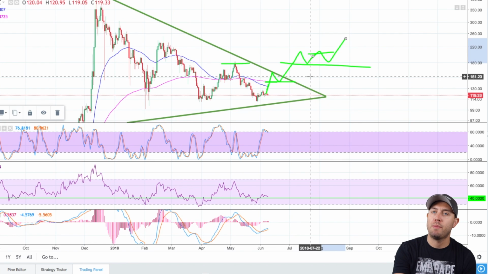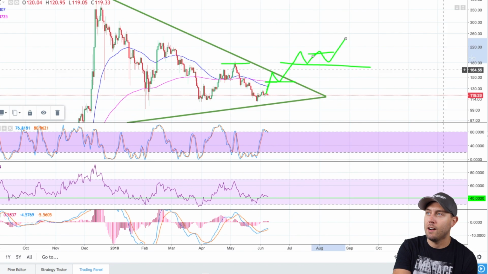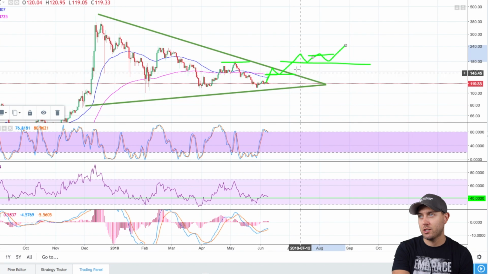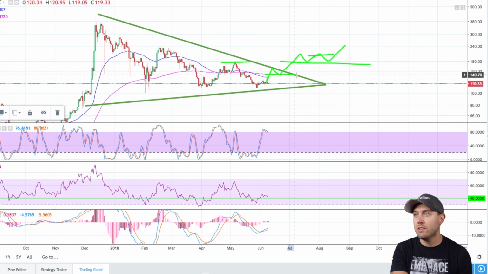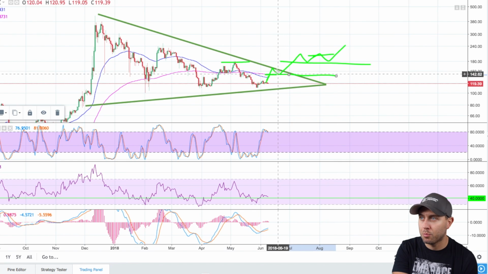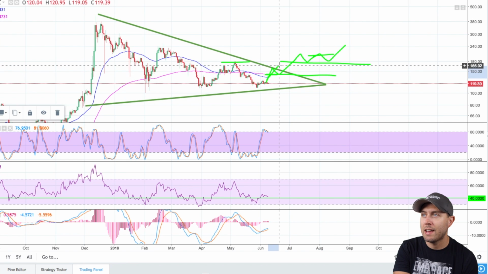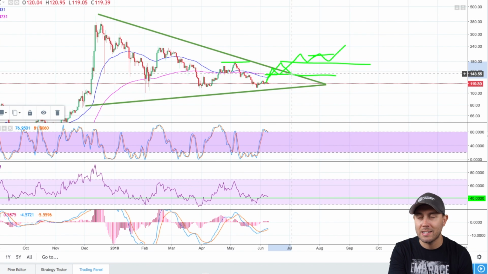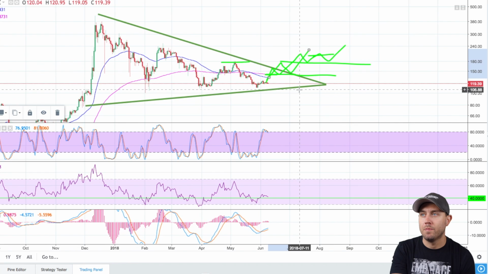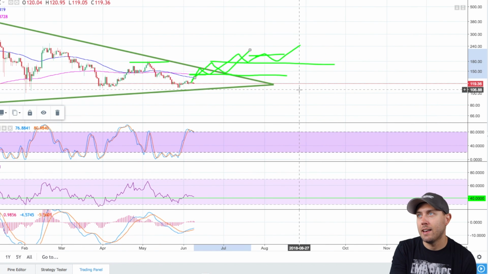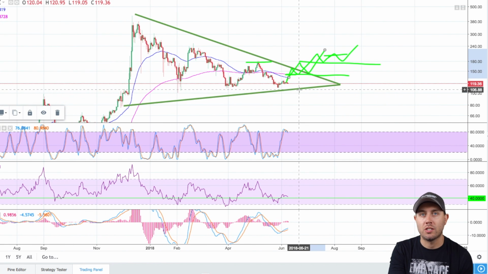If this continuation pattern holds, that is a very nice picture of what a continuation pattern might look like. Even at this 140, if we break above 140, right? Even out of the triangle, we might come back down to 140, test that support at the top of the triangle, and then bounce up. These are scenarios, and that's a bullish scenario.